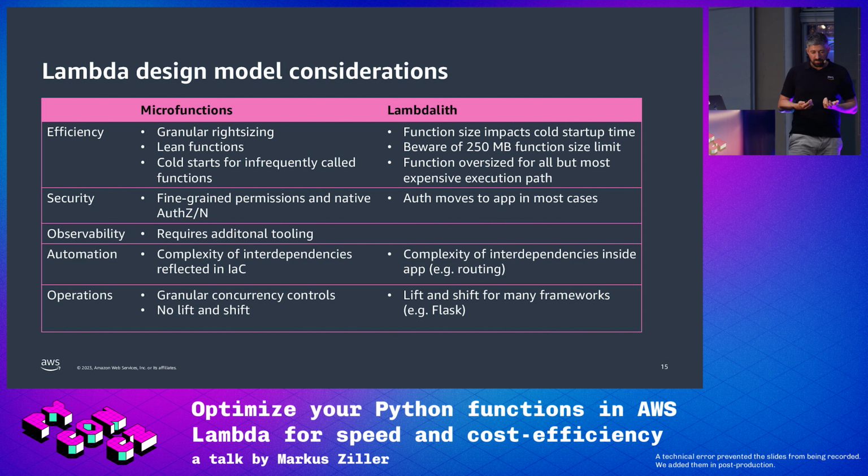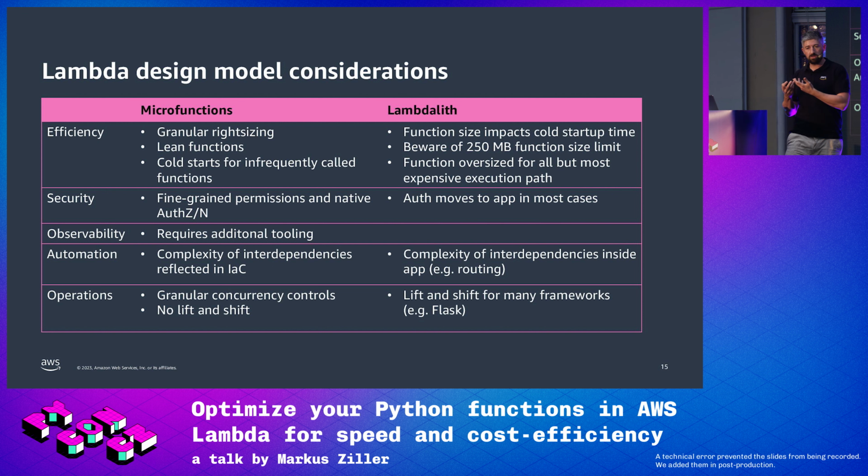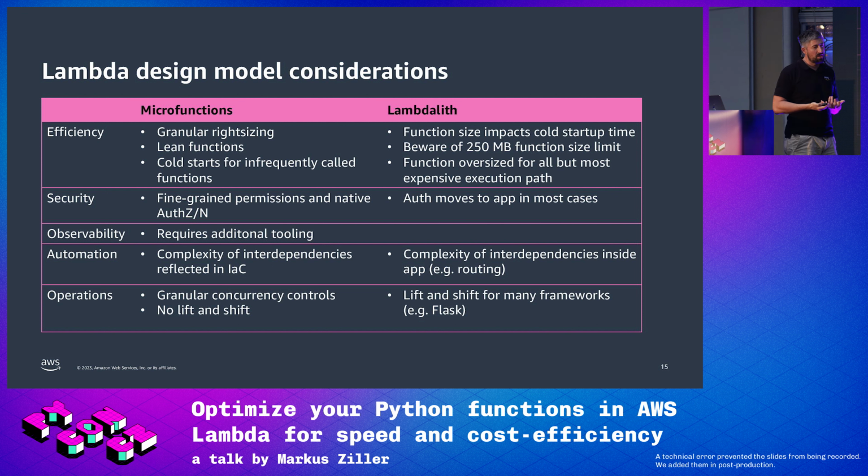On the other hand, for the Lambda lift, where you have all the logic in one Lambda, the function size impacts the cold start time because it's just more code to download, more things to import, more compute cycles to perform. There's also a 250 megabyte size limit for Lambda functions that you might risk running into. That is a hard limit. And the Lambda lift is essentially oversized for all but the most expensive execution path. If you have a very cheap operation, you're still going to use the full capacity and be billed for the full capacity of the function you provided.